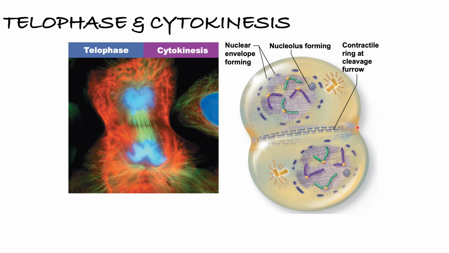And this specific cleavage furrow is actually made up of actin microfilaments, which contract to form this furrow. So we start seeing two distinct cells now, two daughter cells. They look exactly alike, identical, and each of them will have its own nucleus, which is identical to the original.